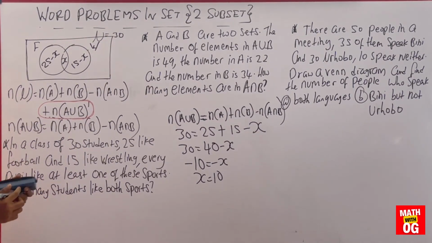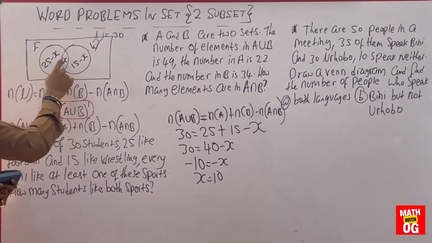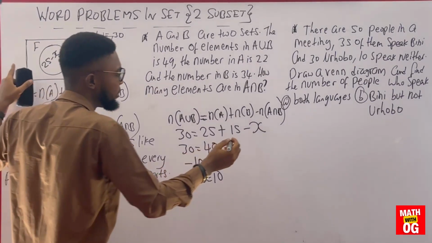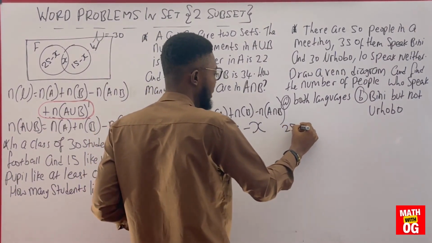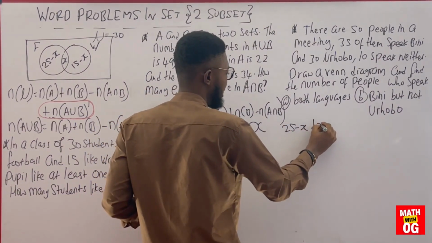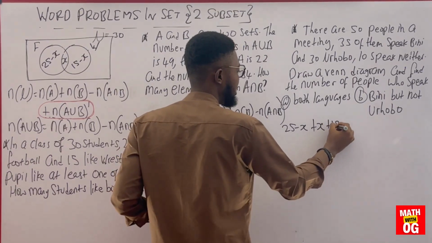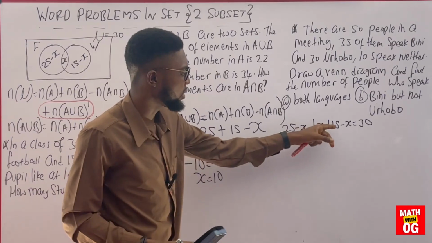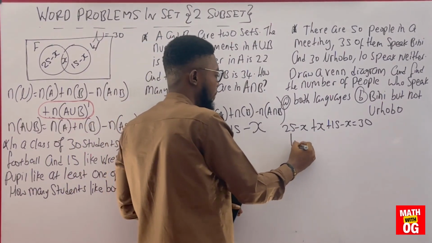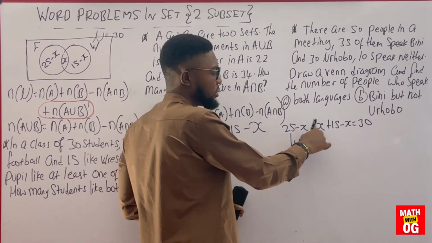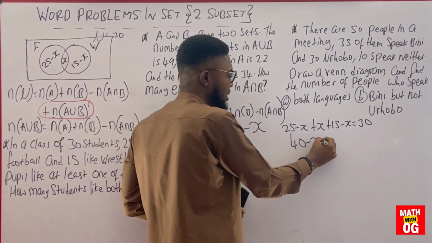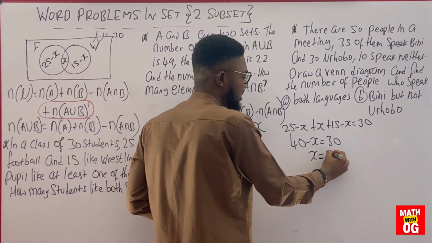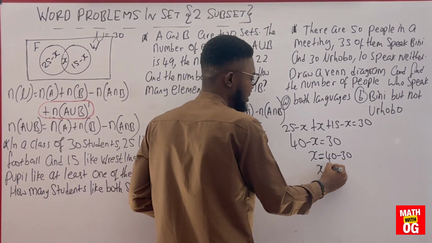Since the universal set is 30 students, it means the summation of these three parts should give us 30. So let's add up. I'll write here 25 minus x plus x plus 15 minus x is equal to 30. 25 plus 15 is 40. Minus x plus x is 0. So 40 minus x is equal to 30. So x here is simply 40 minus 30, so x is 10.